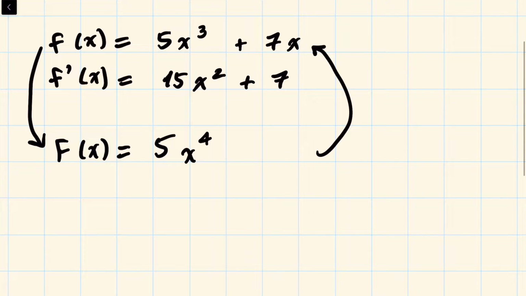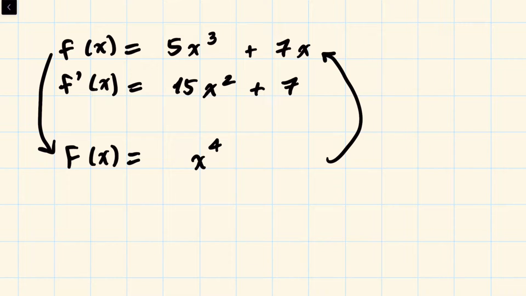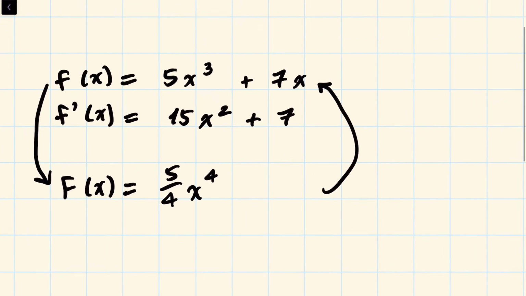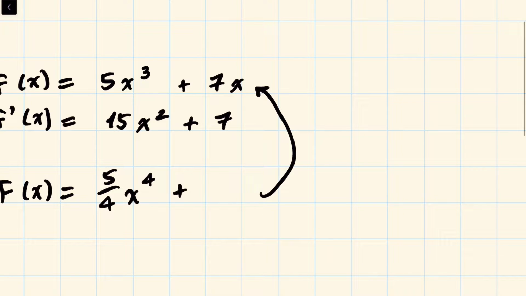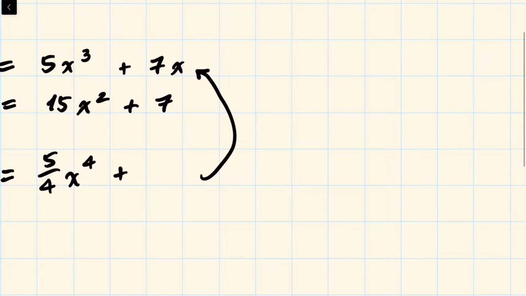So 5 over 4. Because when you differentiate it now, you put that 4 in front, and the 4's cancel and just leave the 5. For the 7x, we're going to do something similar. We know our power is going to be 2, x to the power of 2.